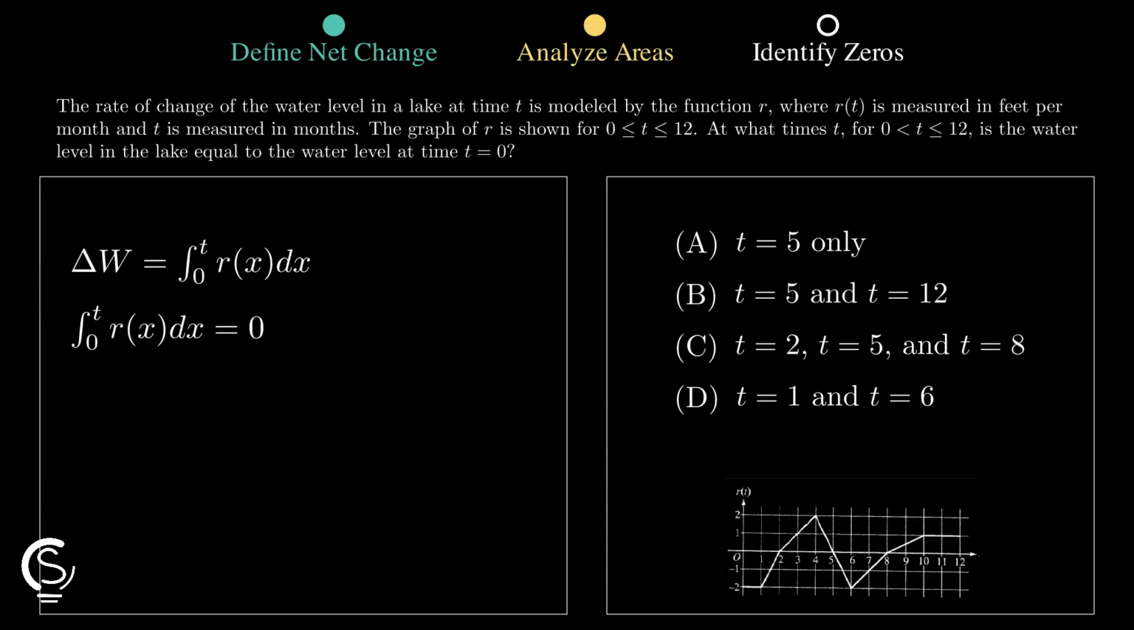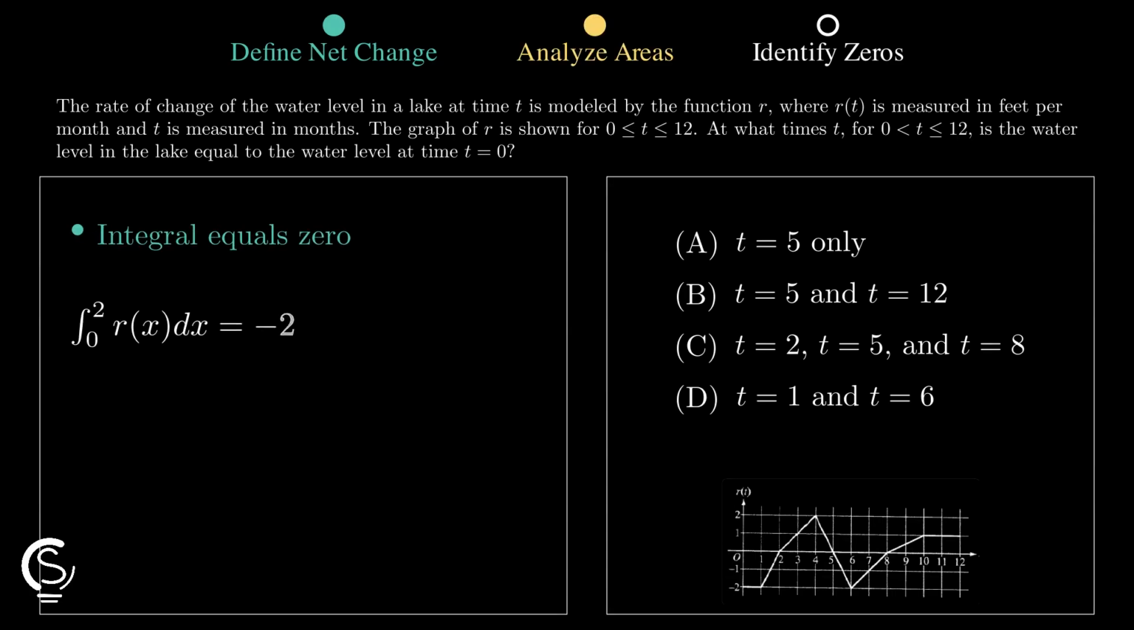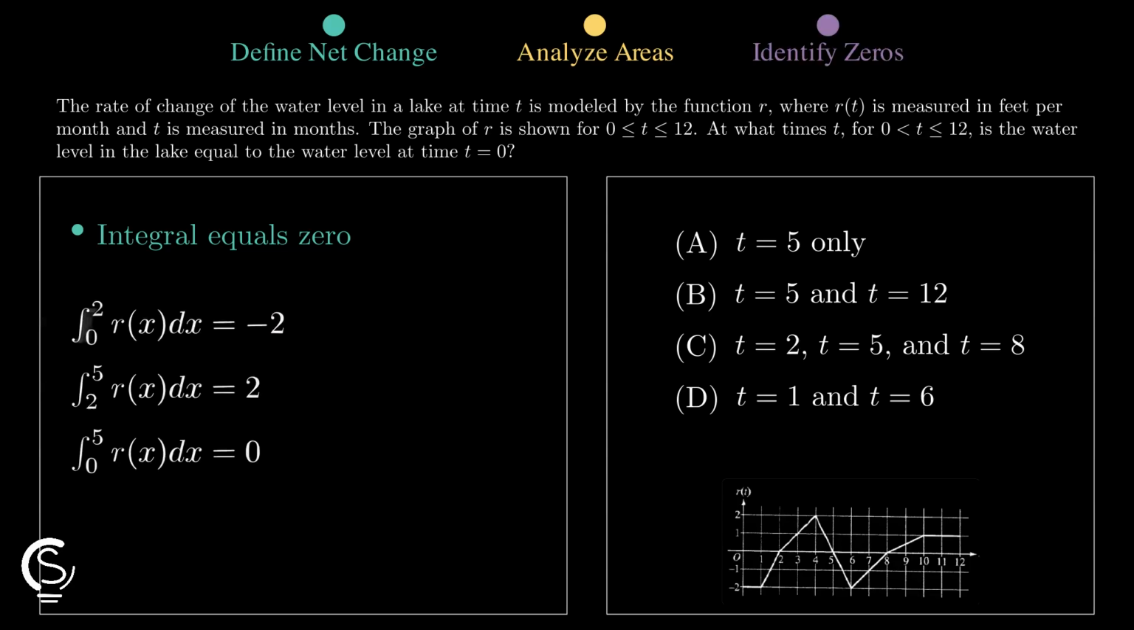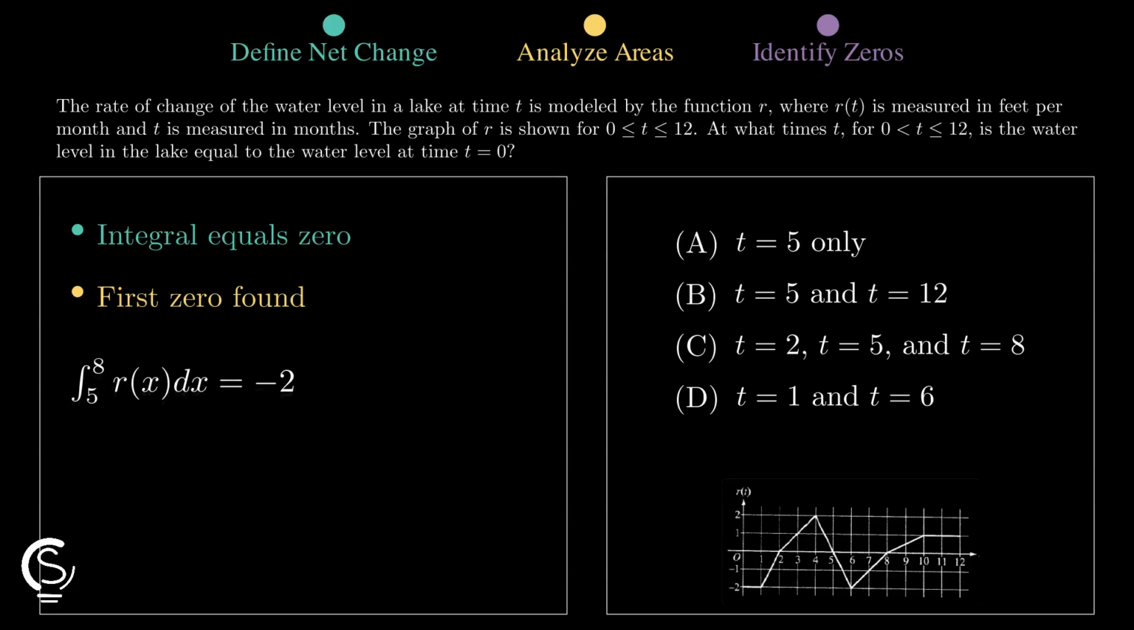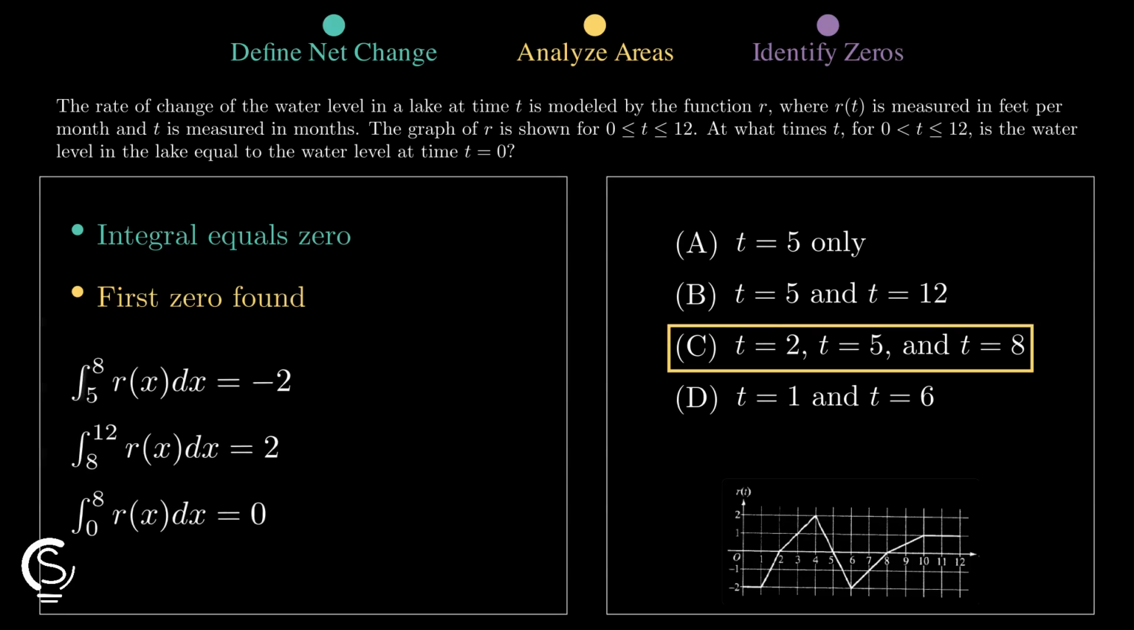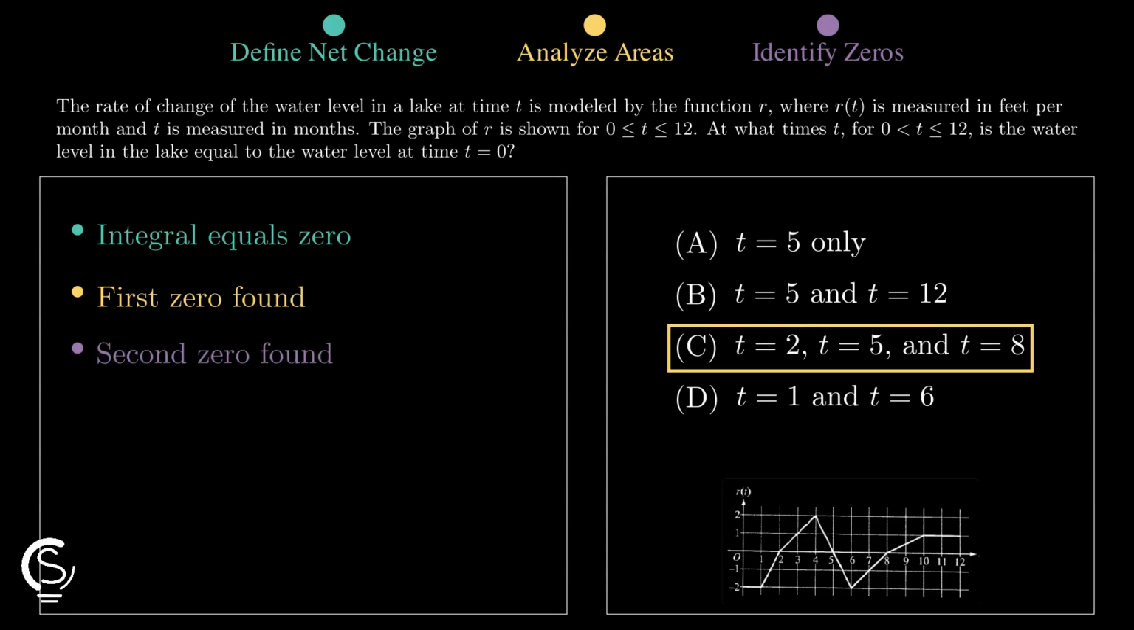We calculate the area under the curve. From 0 to 2, the area is -2. From 2 to 5, the positive area cancels it out exactly at t equals 5. Continuing past 5, the area from 5 to 8 is -2, and from 8 to 12, the area is +2. Thus, the total integral is 0 at 8.